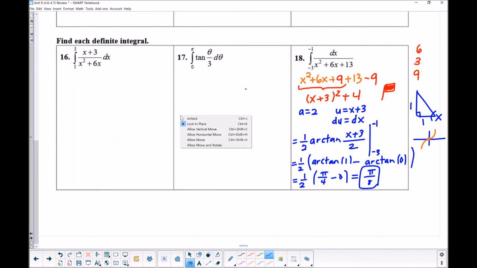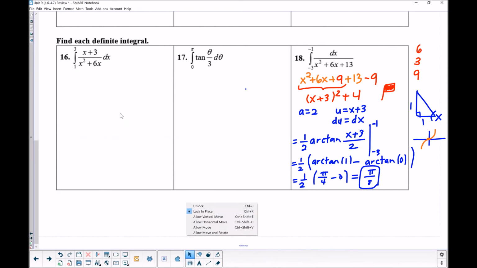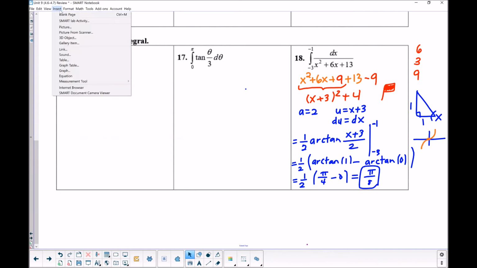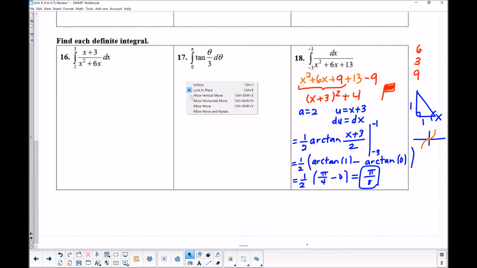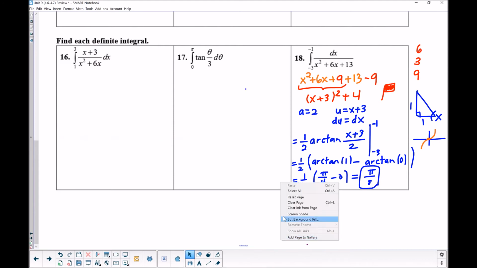All right, so let me see. Can I paste? Looking to see if I can paste. Okay, come on, let me paste.